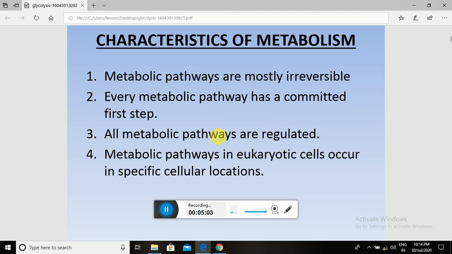All metabolic pathways are regulated. They are regulated by specific intracellular messengers, and these intracellular messengers regulate the pathway.